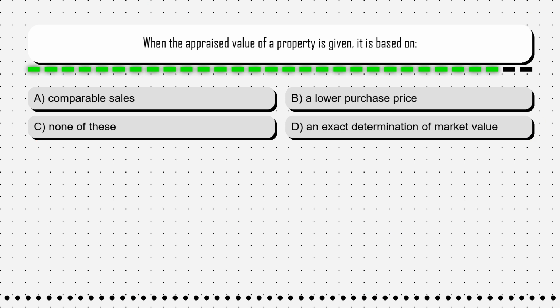Question 14. When the appraised value of a property is given, it is based on: Option A, comparable sales. Option B, a lower purchase price. Option C, none of these. Option D, an exact determination of market value.